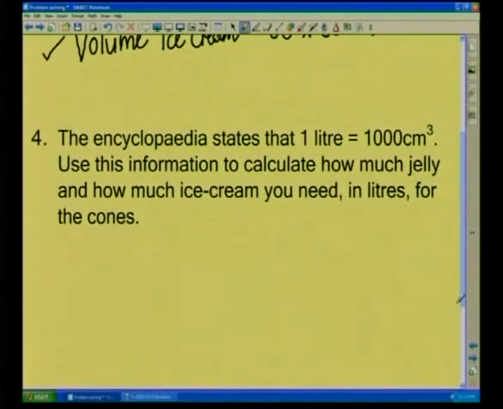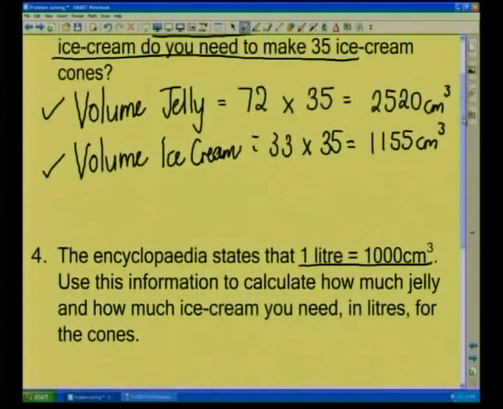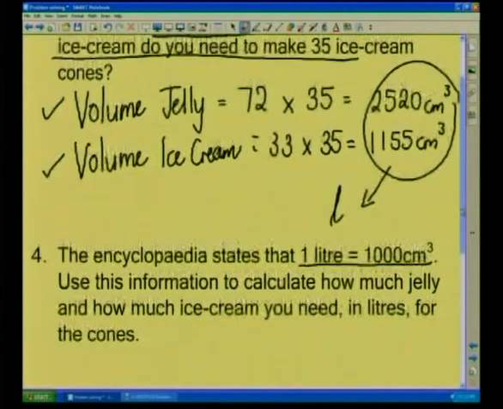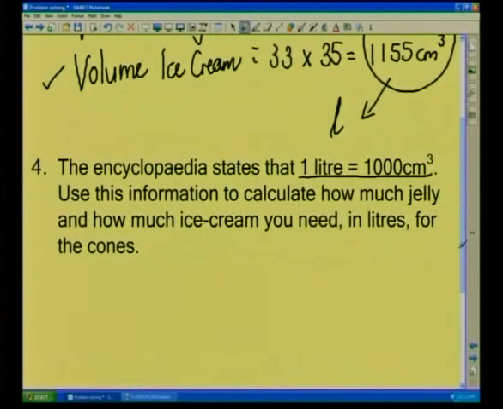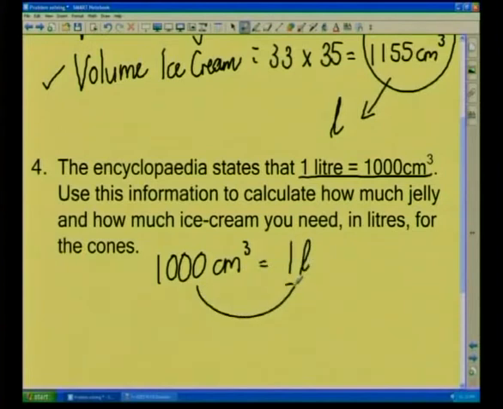The encyclopedia states that 1 litre is 1,000 centimeters cubed. Use this information to calculate how much jelly and how much ice cream you need in litres for these cones. So basically all we're going to do is take these answers and convert them to litres. 1,000 centimeters cubed is equal to 1 litre. So to convert from centimeters cubed to litres, I'm going to divide by 1,000.